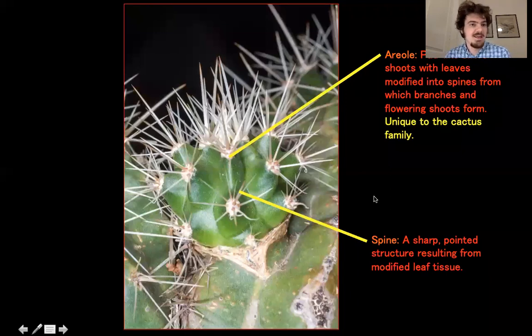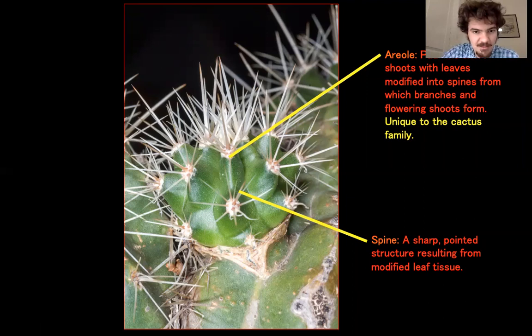Before we look at the nectaries specifically, I thought I would give a brief overview of some special features of cactus anatomy that will help us understand where the nectaries are located in relation to other parts of the plant. First off, the sharp pointed appendages that come off of cacti are called spines, and this refers to, like I said, a sharp pointed structure that results from modified leaf tissue.